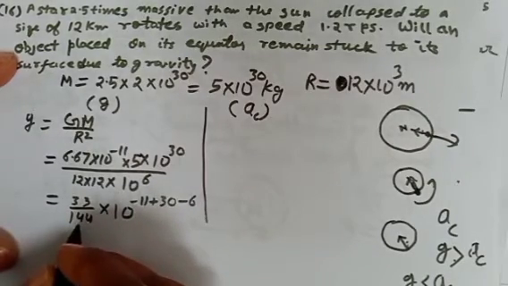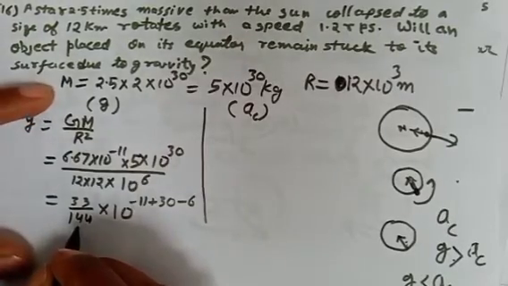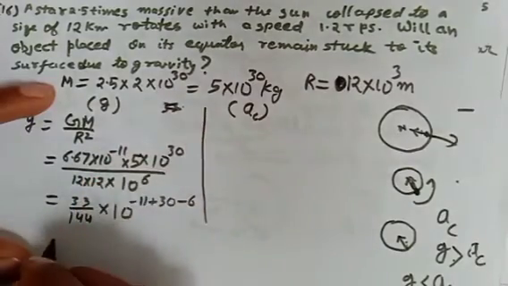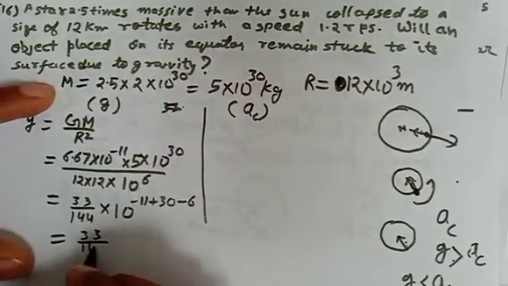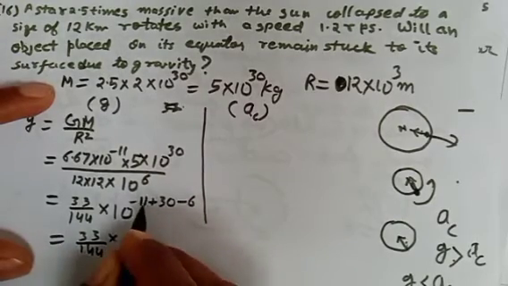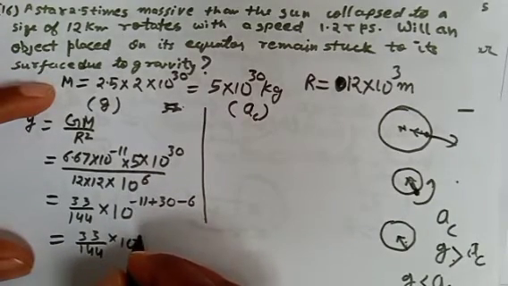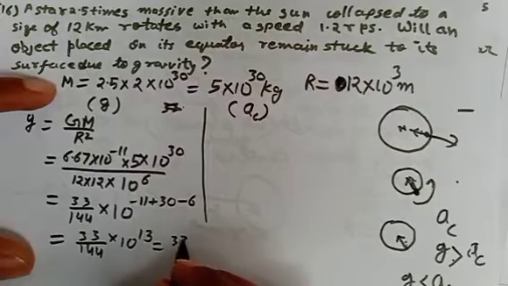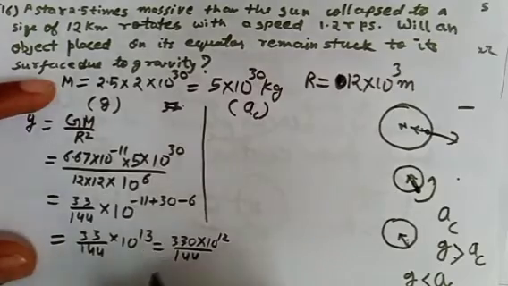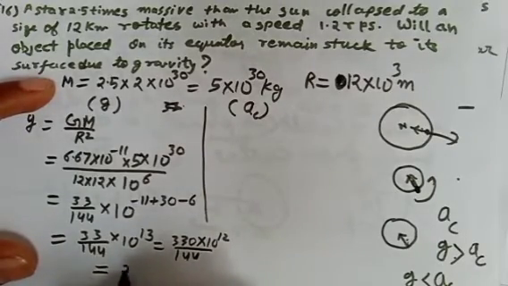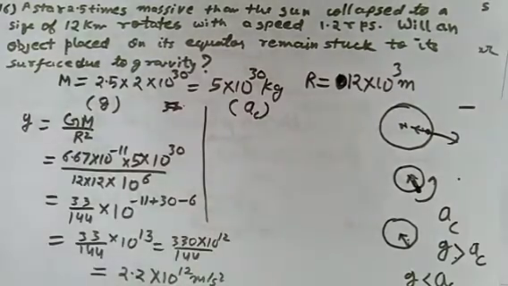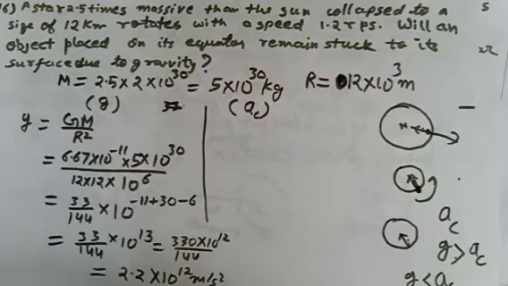So okay, now once again approximate calculation. It is close to 150. I will do it later on. Right now I'm writing it as it is, into 10 to the power 13, isn't it? Yeah, 13. I'm donating a 0 here. It is 330 into 10 to the power 12 upon 144, so it will be something around 2.2 into 10 to the power 12 meter per second square. This much acceleration due to gravity that object has.